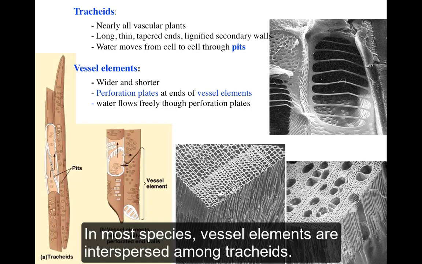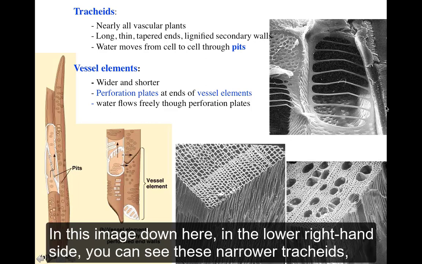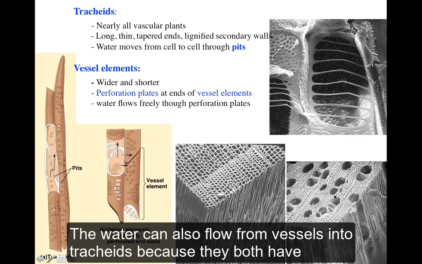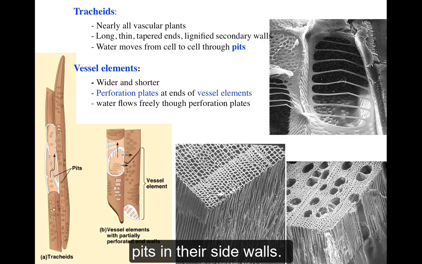In most species, vessel elements are interspersed among tracheids. In this image down here, in the lower right-hand side, you can see these narrower tracheids and then these larger vessels. The water can also flow from vessels into tracheids because they both have pits in their sidewalls.